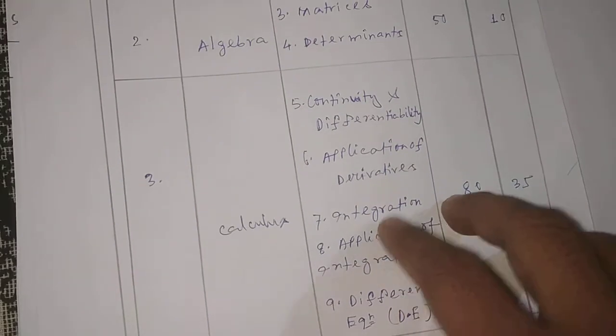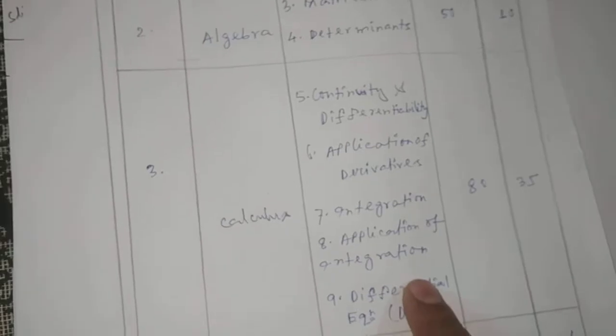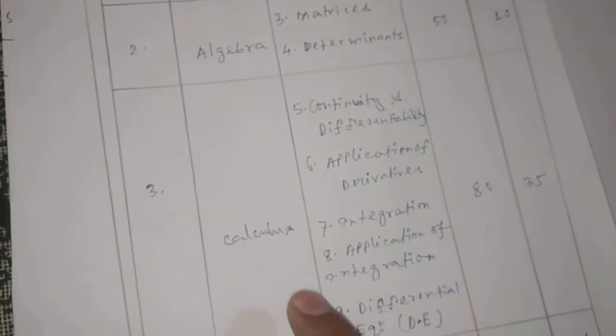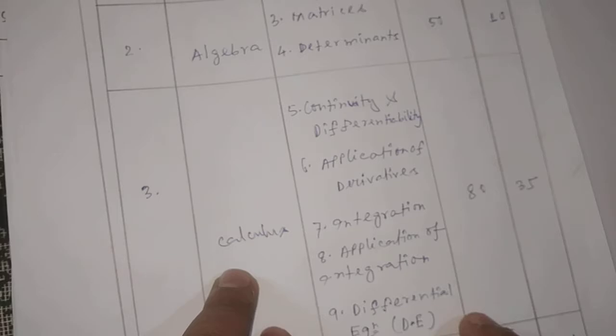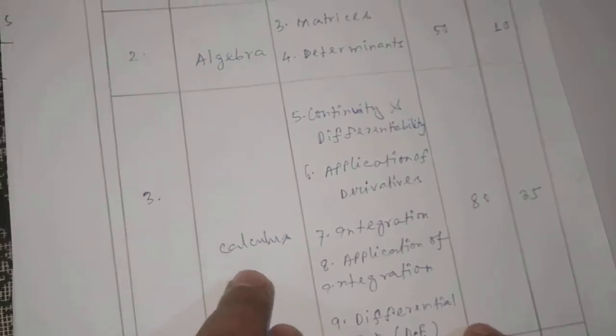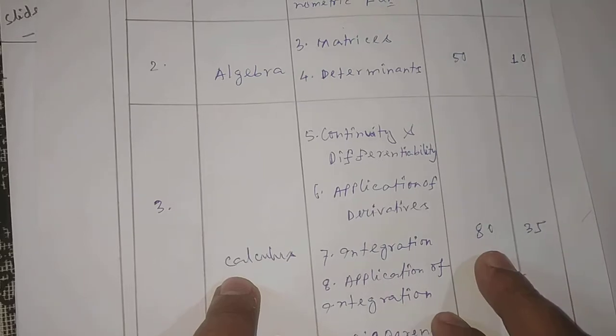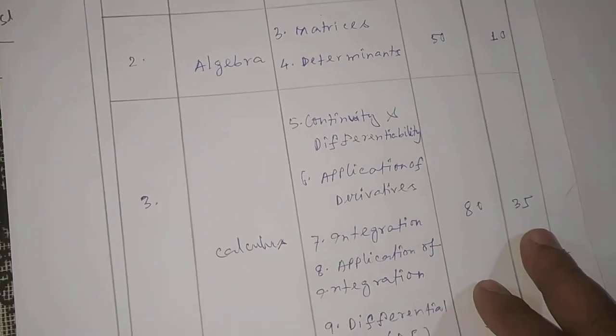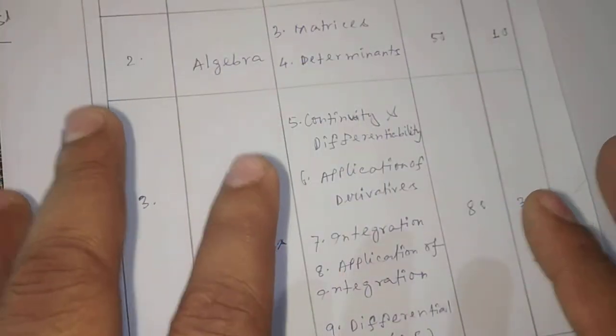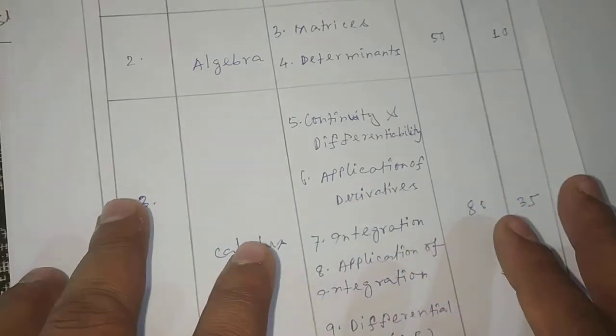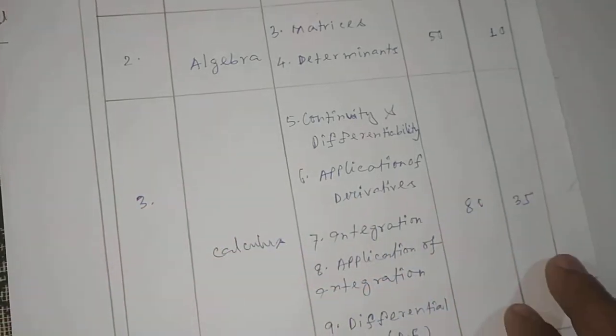Now, you see here, chapter number 5 to chapter number 9 all belong to unit number 3, which is known as calculus. Among all the topics in class 12 mathematics, it is going to be a big and major part. For this calculus, we can spend maximum 80 classes, and from here total 35 marks will be asked. So it is clear, among all the chapters, it is going to be much more important.